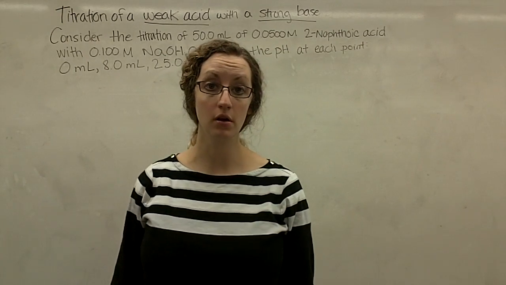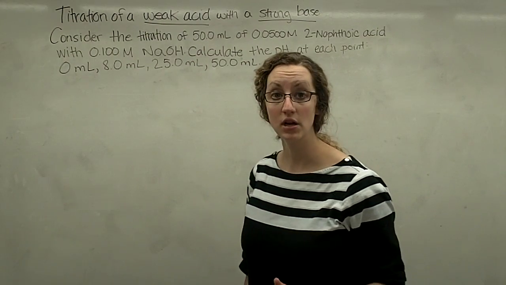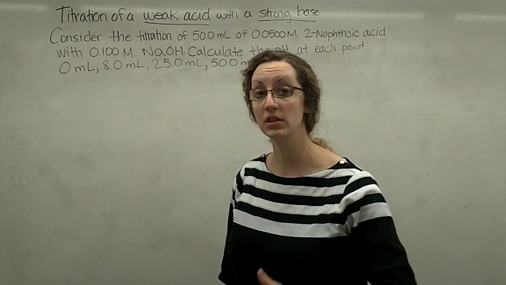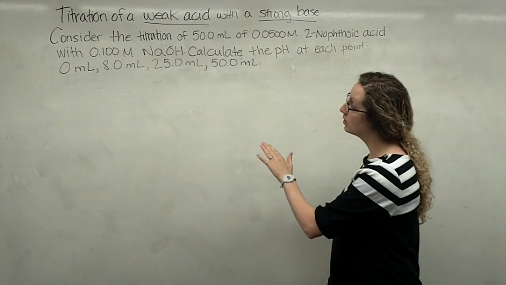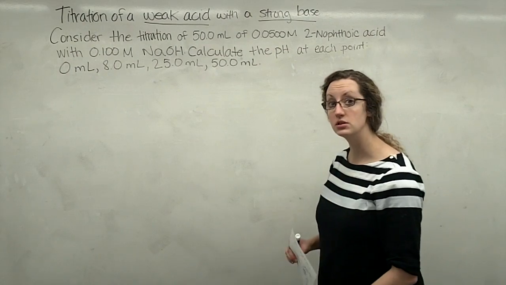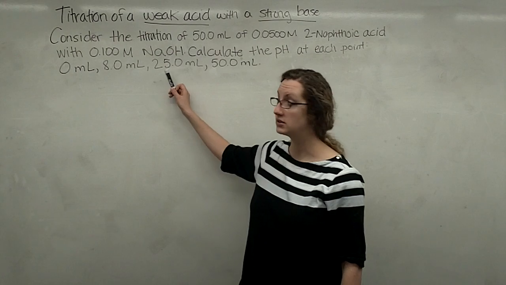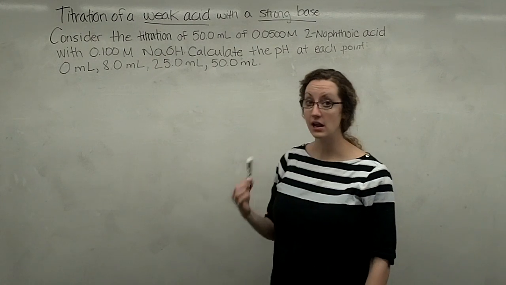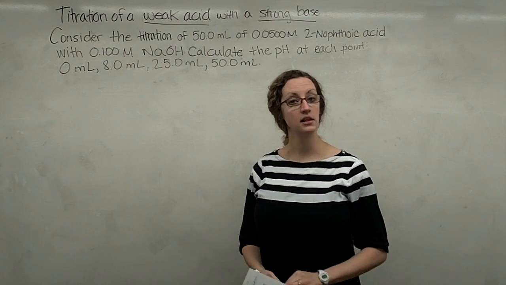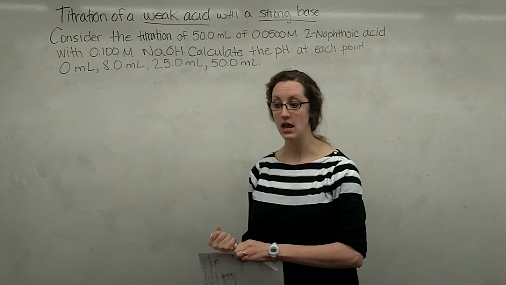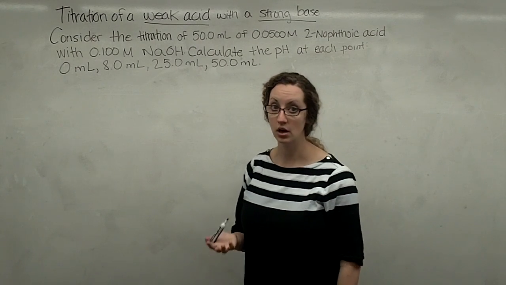Okay, so what we are going to do now is look at the titration of a weak acid with a strong base, and that is the problem given on the board. We have our weak acid, which is 2-naphthoic acid, with our strong base, which is sodium hydroxide. We want to create a titration curve by finding the pH at different volumes. If we plot enough points, we can create our titration curve.